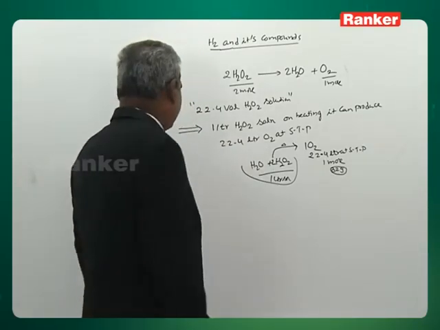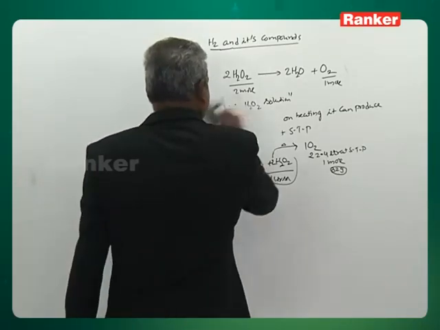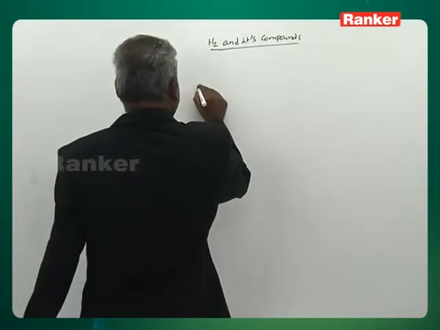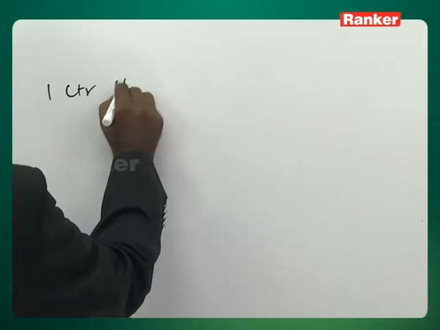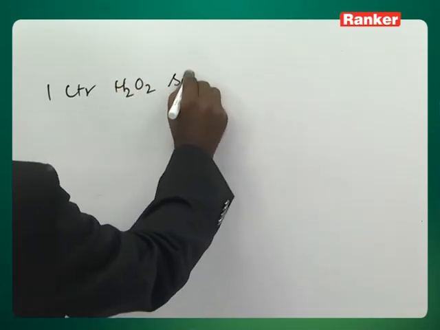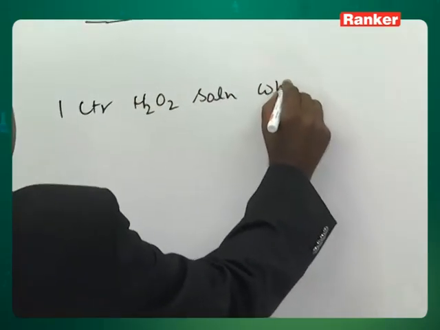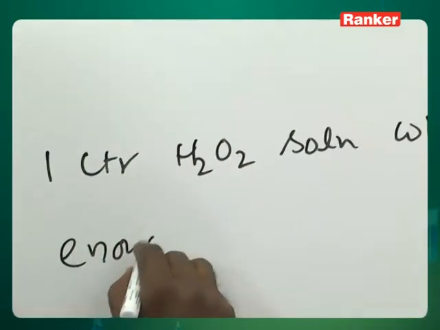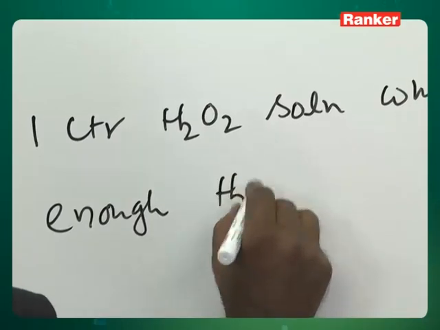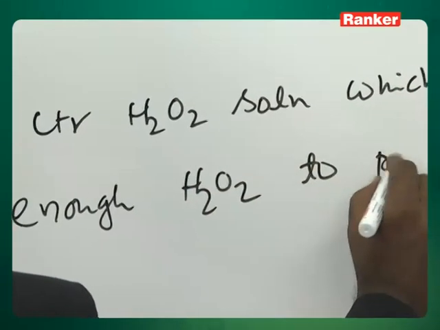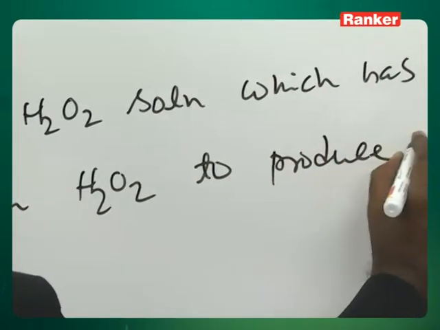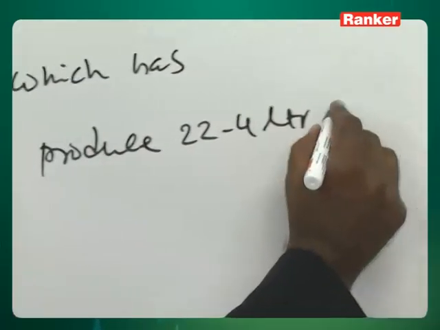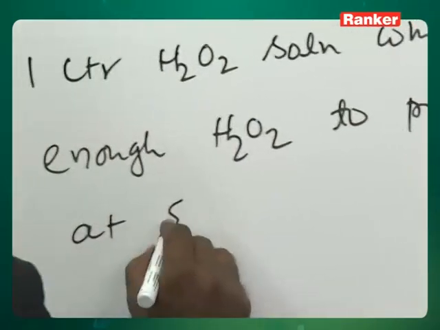So, what do you mean by 22.4 volume H2O2 solution? Look here, I will redefine that. 1 liter of H2O2 solution which has enough H2O2 to produce 22.4 liter oxygen at STP. This is the meaning of that.